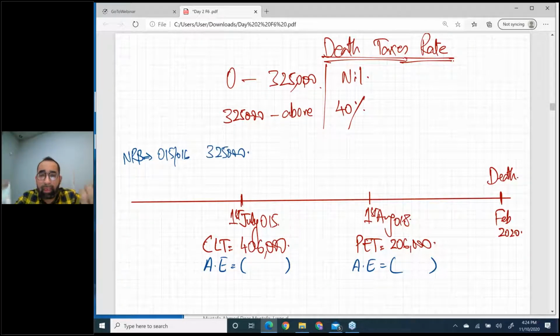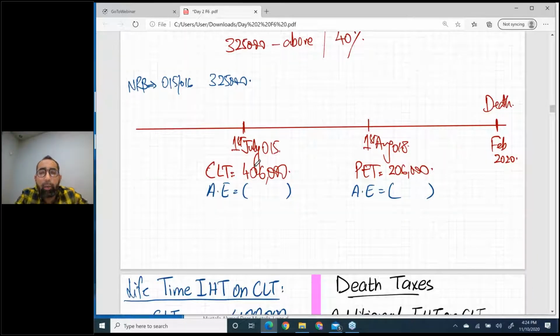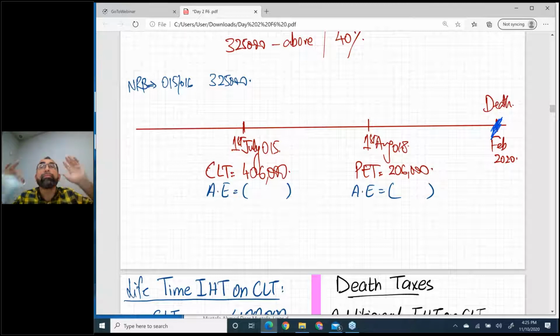Okay, now I'm going to solve a practical question in front of you, because there are a lot of practical things in IHT. Let us say there is a guy who did only these two gifts, no other gifts in the whole life, and he died in February 2020. This is the date of death; I've just written the month of death. On 1st July 2015 he was alive, on 1st August 18 alive. He died in February 2020. So the first gift he did is a CLT on 1st July 2015, and this CLT was 406,000.